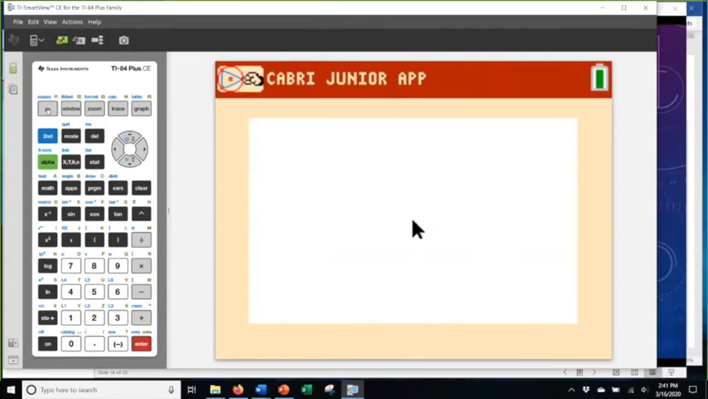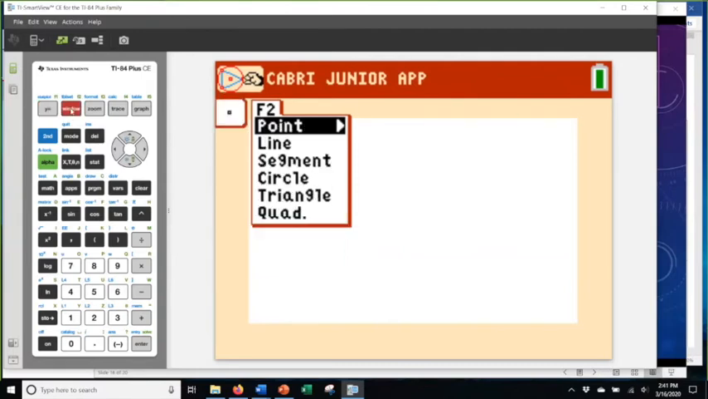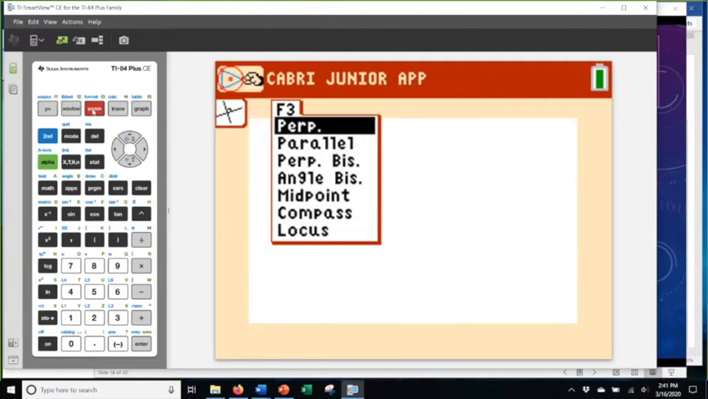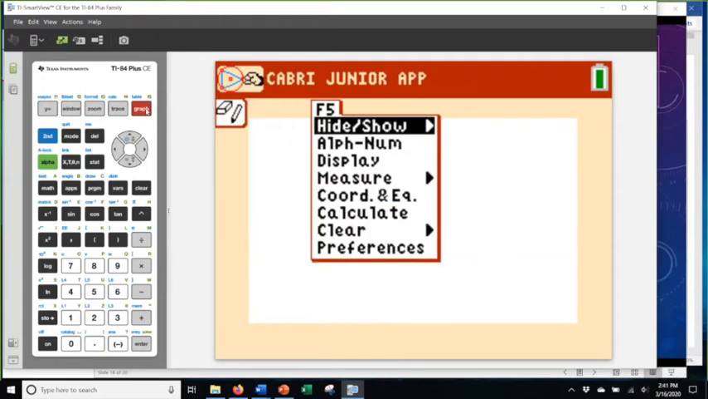In Cabri Jr., the graphing keys, y equals, window, zoom, trace, and graph, are the keys that give us our menu. Here's the y equals key. Our window button gives us our objects. The zoom button gives us construction tools. The trace button is transformations tools. And the graph button is measurement, hide and show, and other things.